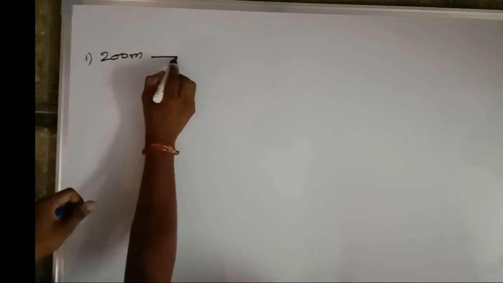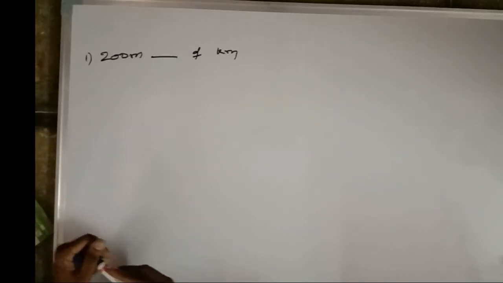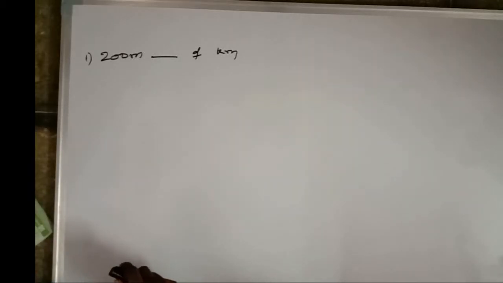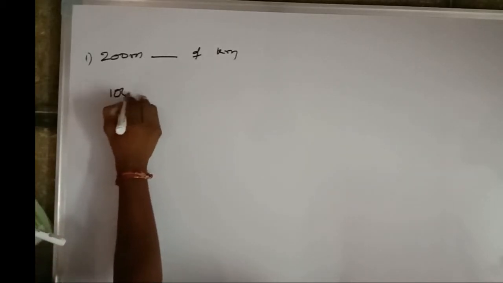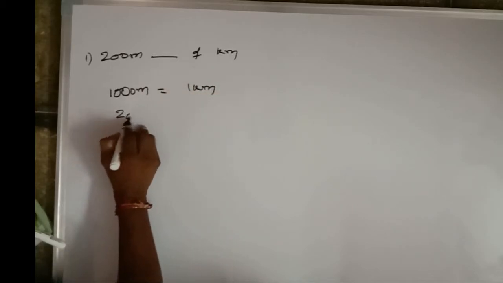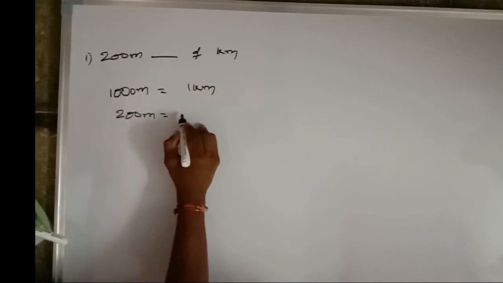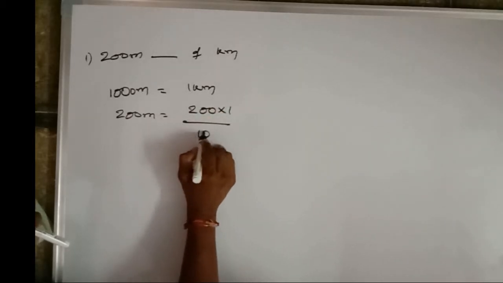So here the first question is convert 200 meters to kilometers. So these 200 meters I need to calculate in kilometers. So here I need to find the ratio. Clearly I know 1000 meters is equal to 1 kilometer. Then what about 200 meters? 200 meters is equal to 200 into 1 by 1000.